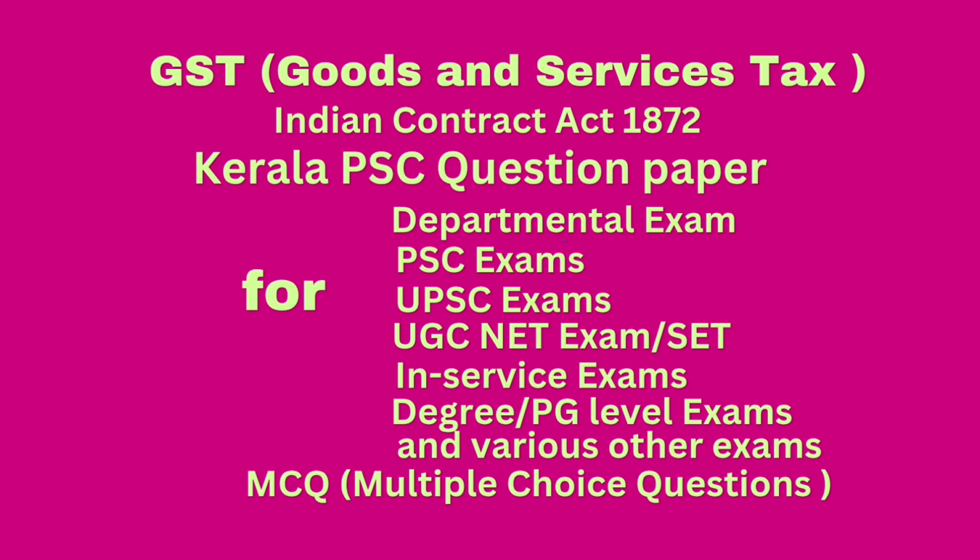Question number 53. Which of the following remedy is available when contract is broken by one of the party? Option A, rescission of contract. Option B, specific performance. Option C, either A or B. Correct answer, option C, either A or B. That is rescission of contract or specific performance.